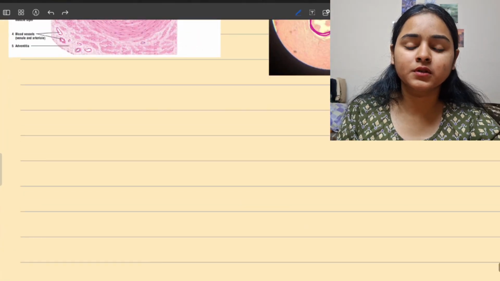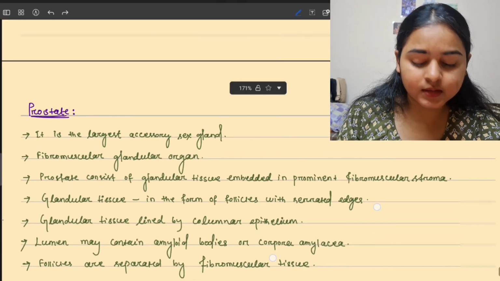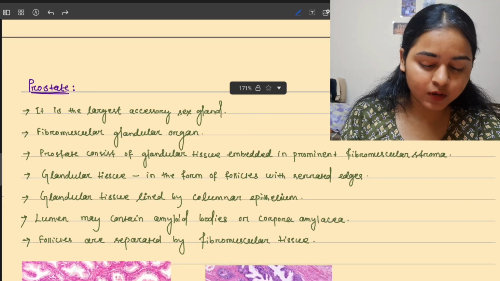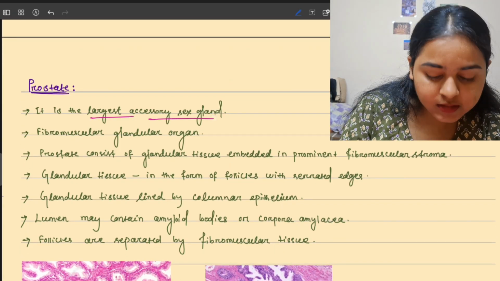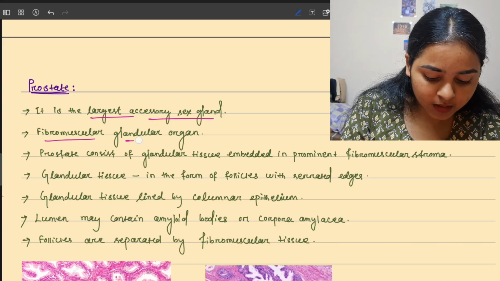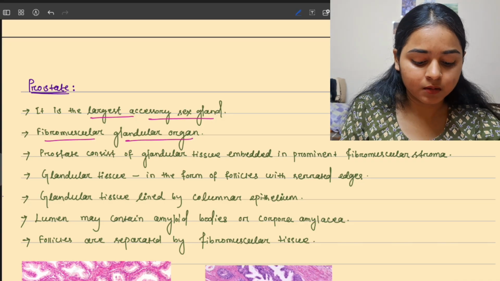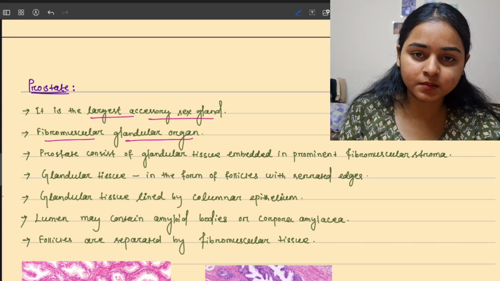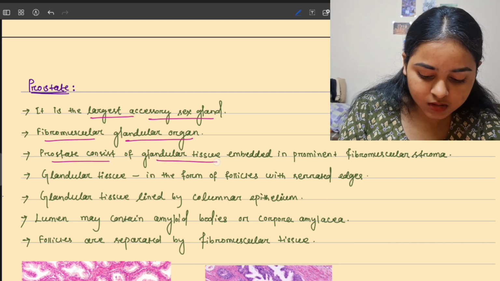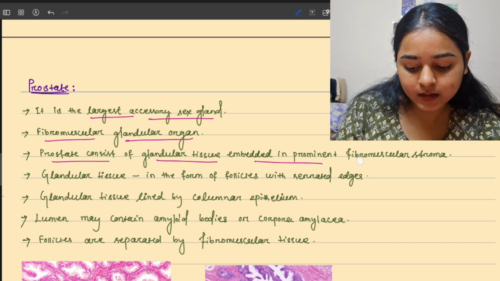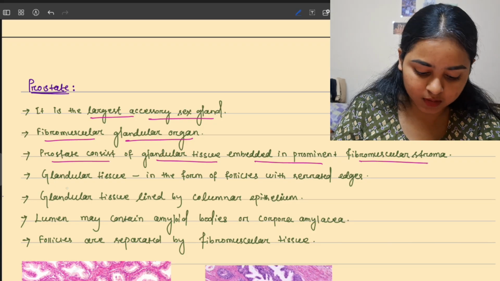So let's come to the last slide of this session, that is the slide of prostate. So what are the characteristic features of prostate? Prostate is the largest accessory sex gland. It is a fibromuscular glandular organ. Means fibromuscular stroma is present and the glandular tissue is also present. So the prostate consists of the glandular tissue embedded in the prominent fibromuscular stroma.